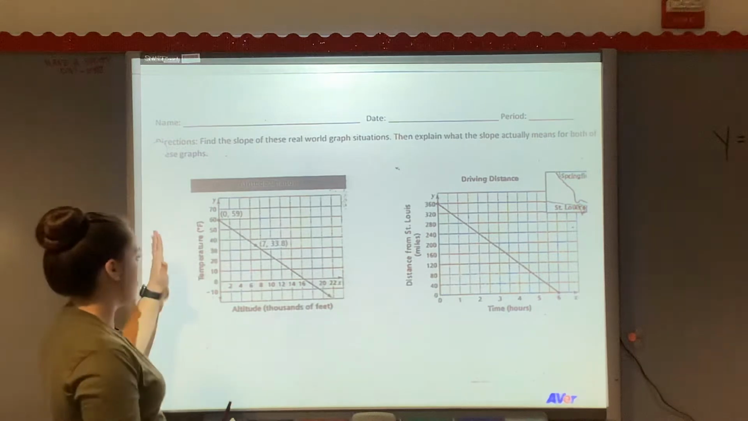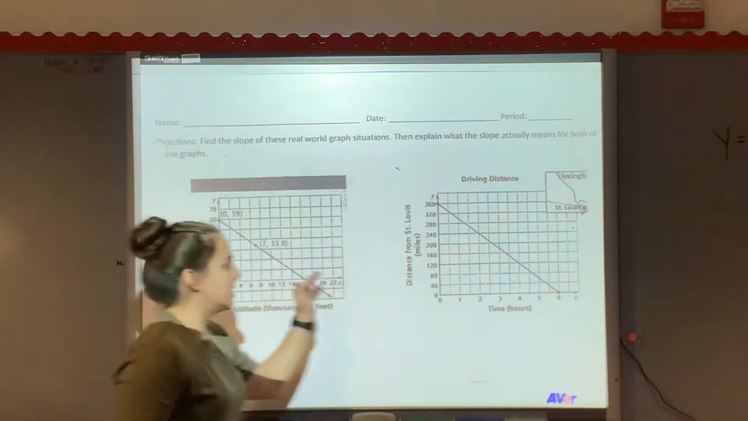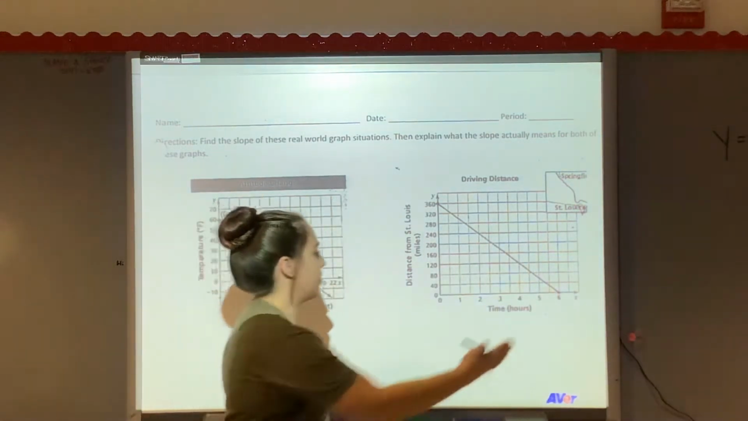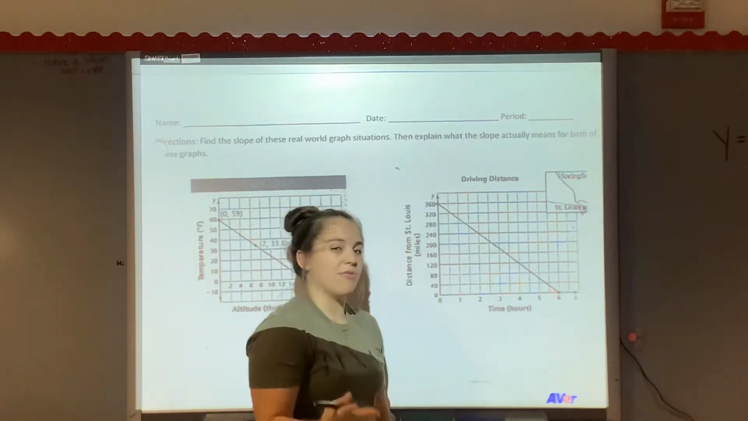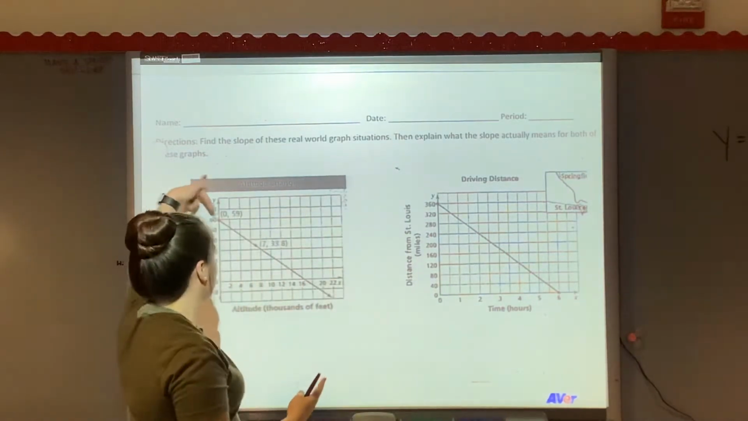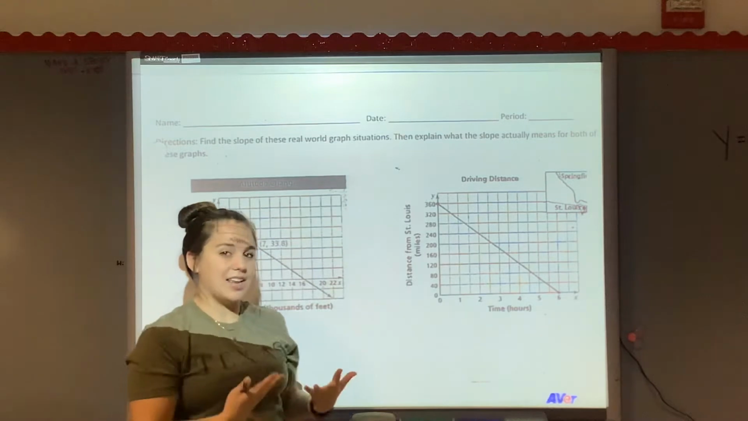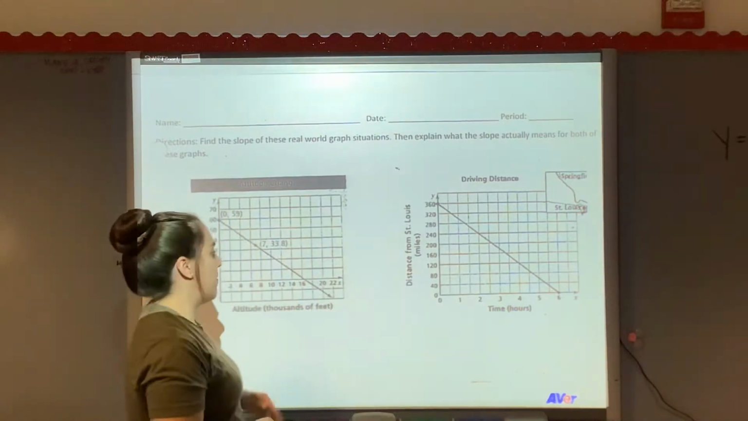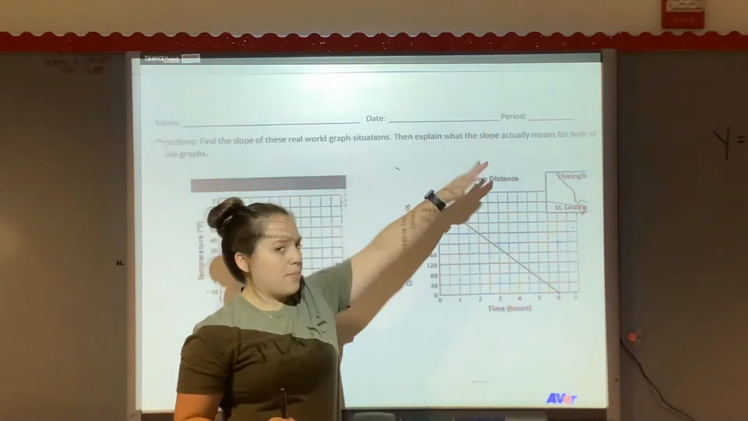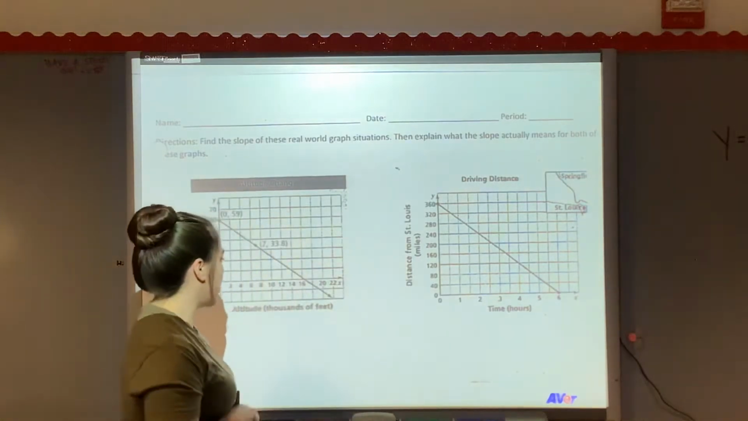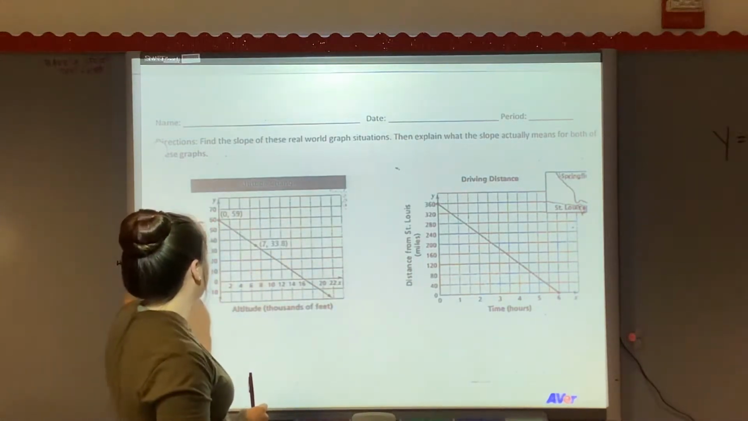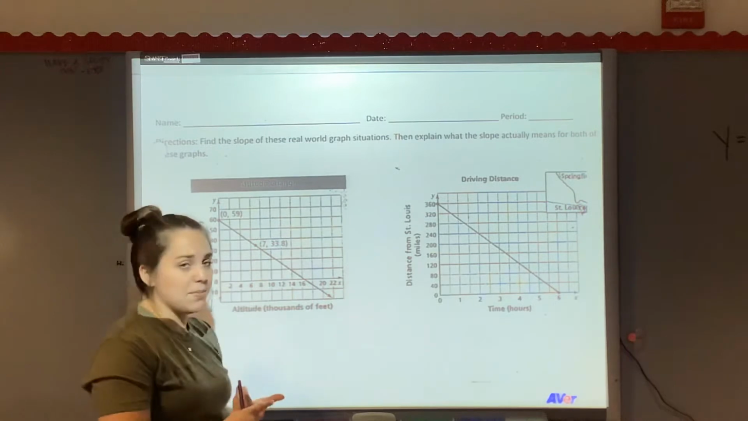Whenever we read graphs, we read them from left to right, just like a sentence or a word. If you're reading it the opposite way, you will read the graph wrong. To me, this line is going down, which means I have a negative rate of change. If I had a positive rate of change, that means it would be going up, and it would look like that.